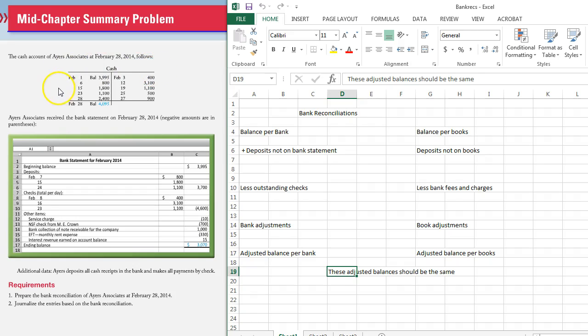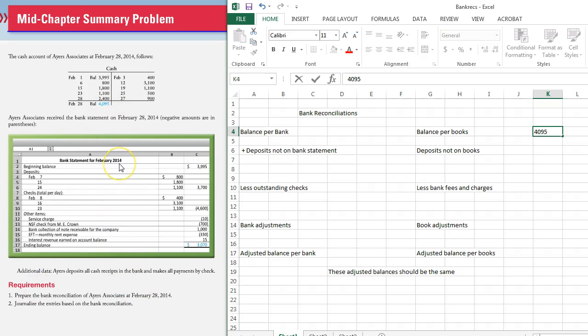We've got the top of the screen on the left. We have the cash account, the general ledger or T account for cash for Ayers Associates. And you notice their ending balance for February, I assume we're doing February, was $4,095. So I'm just going to type that in our diagram. There are two things we look at. What's the book balance and what's the bank balance?